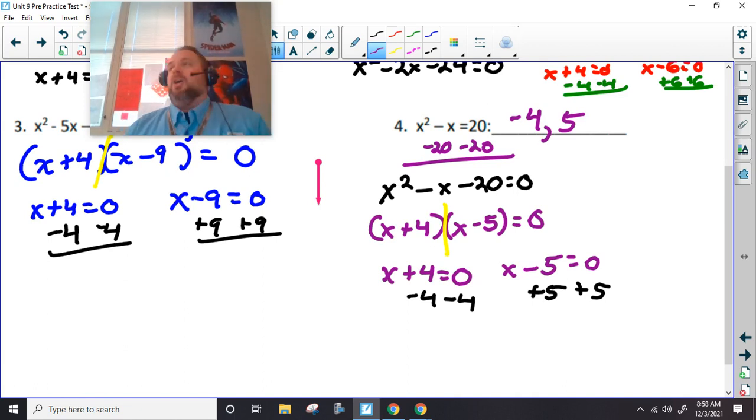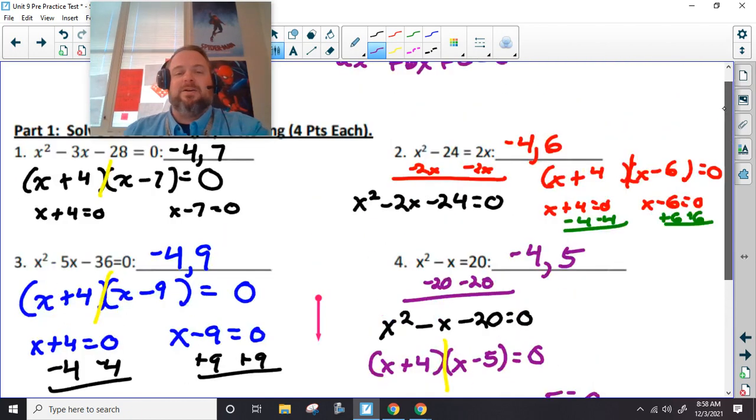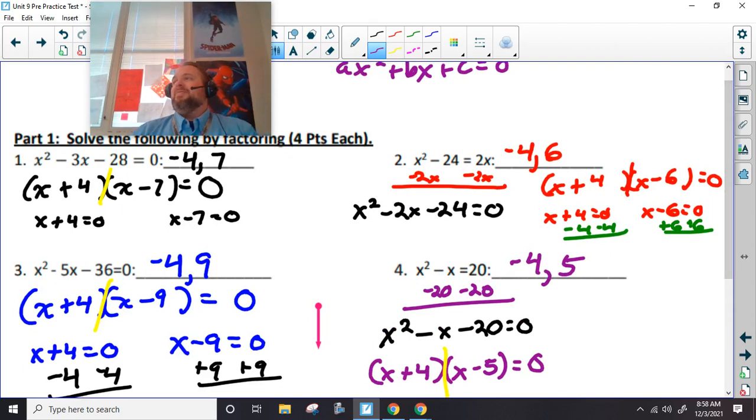All right. Are we good with part 1, number 1 through 4? Remember, each of these are 4 points apiece. That gives you 1 point per number for the sign and then 1 point per number for the actual number.